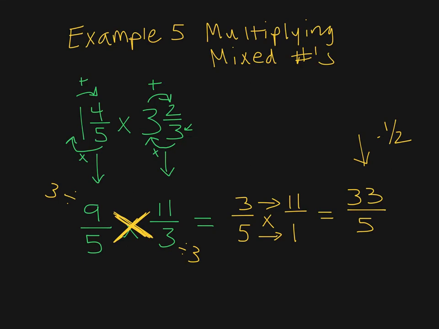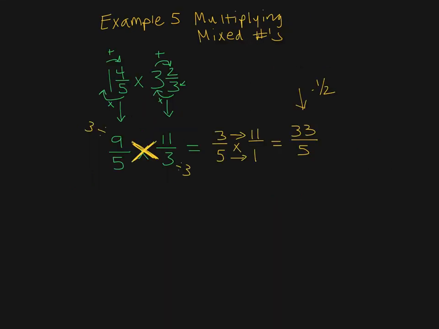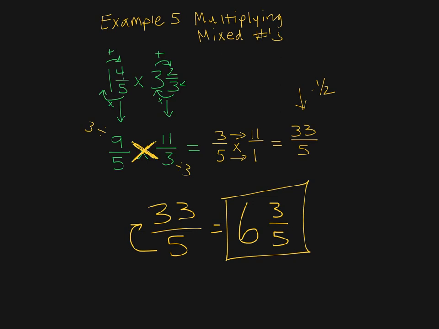But if you take it and make it into a mixed number, how many times can 5 go into 33? 5 times 6 is 30. So I've got 6 whole times. 33 minus 30 is 3. And I put it over the same denominator of 5. So I have 6 3/5 would be my answer.